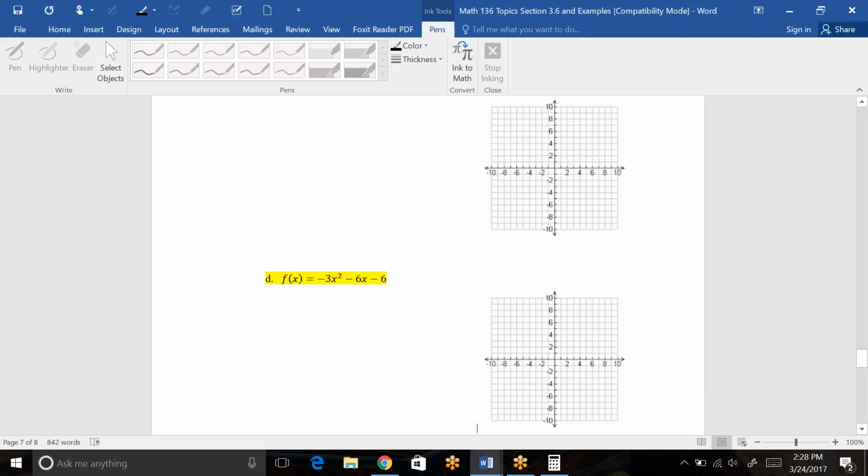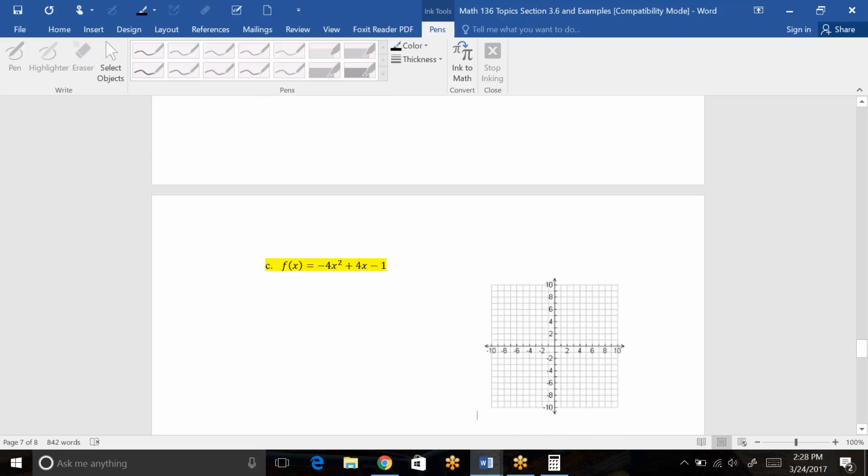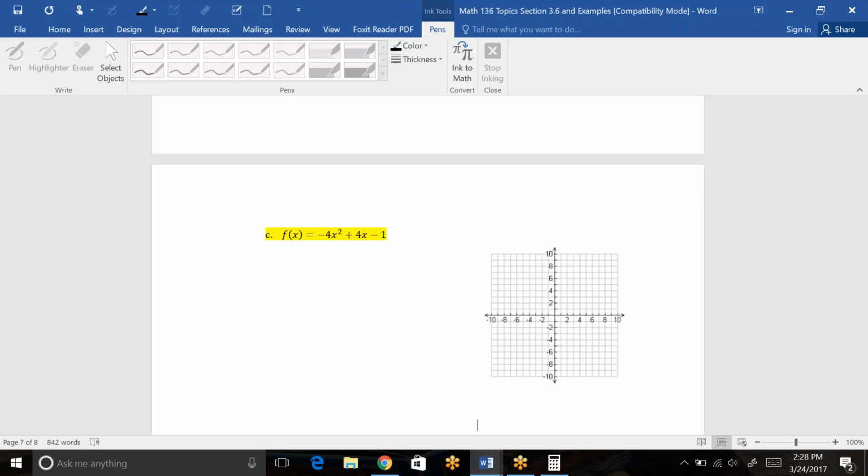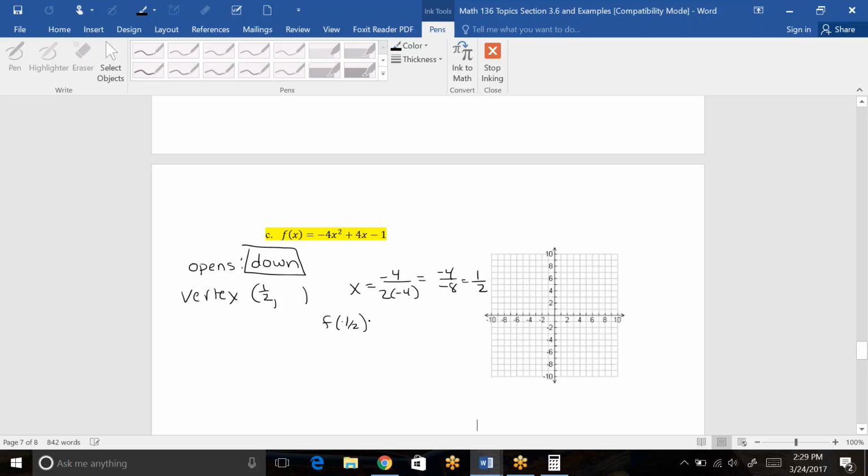All right, let's do another one. So this one, C, is -4x squared plus 4x minus 1. So it opens down because it has a negative in front of its leading coefficient. The vertex is going to be an ordered pair. X equals negative b over 2a. That's negative 4 over negative 8, or 1/2. A little bit nicer of a fraction. So we plug in 1/2 to find the y value.